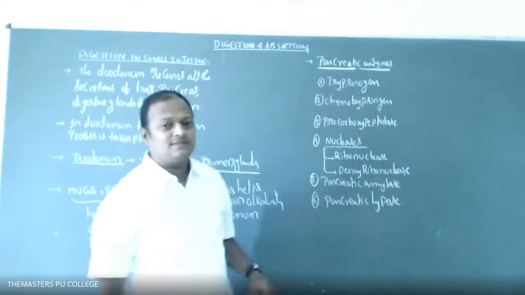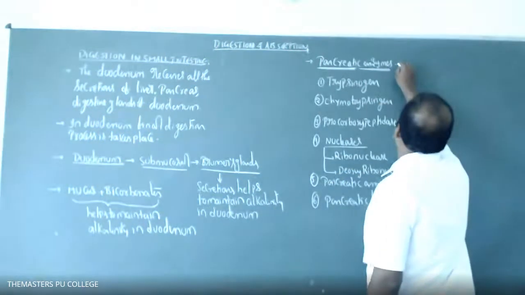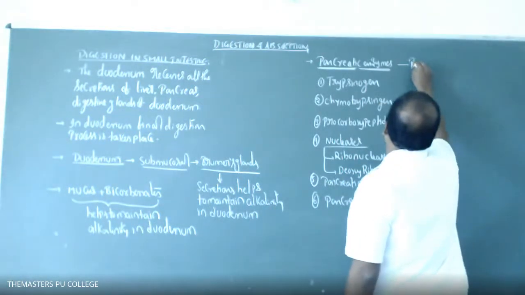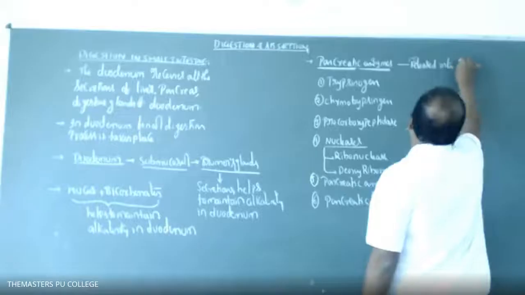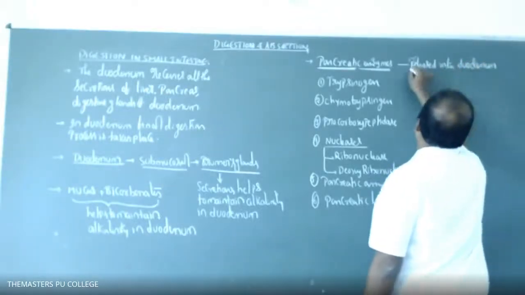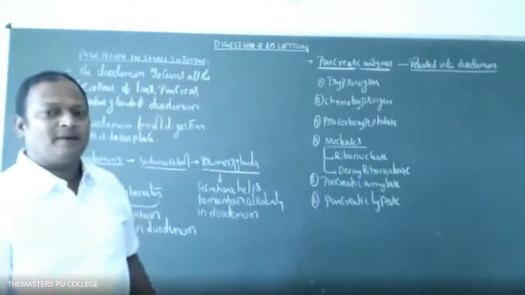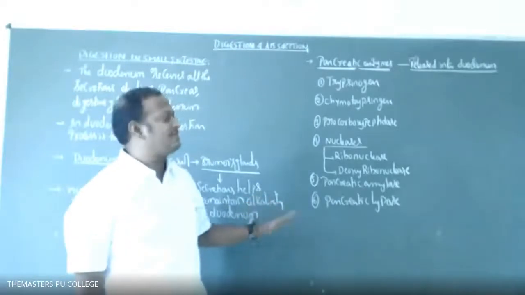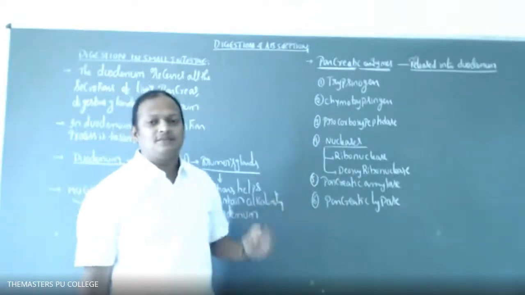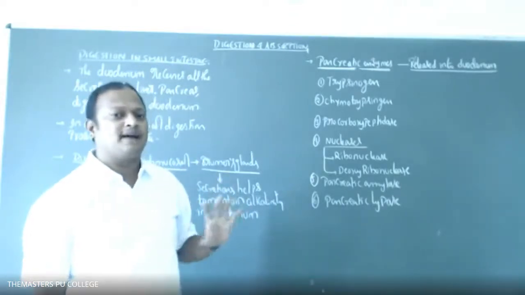Pancreatic enzymes are secreted from the pancreas and released into where, students? Duodenum. Released into the duodenum. Otherwise, you can write: duodenum receives the following pancreatic enzymes. So the pancreatic juice consists of different types of enzymes. First, you need to know what the enzymes released from the pancreas are.